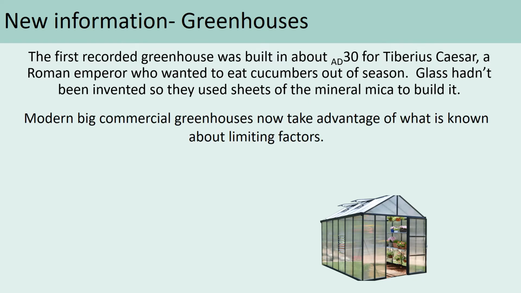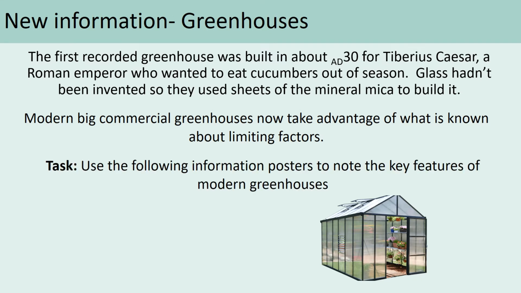Now, modern big commercial greenhouses take advantage of what we know about limiting factors. So farmers can use greenhouses, polytunnels, things like that, to get rid of those limiting factors or reduce the limiting factors, just to make sure we get loads of photosynthesis. Now we're going to be looking at some different features of greenhouses. It's not as simple as the greenhouse you may have at home or have come across in the past. There's lots of things that can go on inside a greenhouse to improve farmers' yield, the amount of produce that they make. So we're going to go through each one of those. Can you make a couple of sentences of notes just talking about what it is, how it works, and how it reduces the limiting factors?